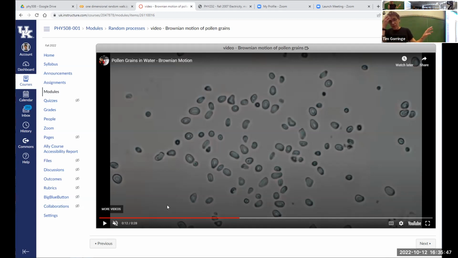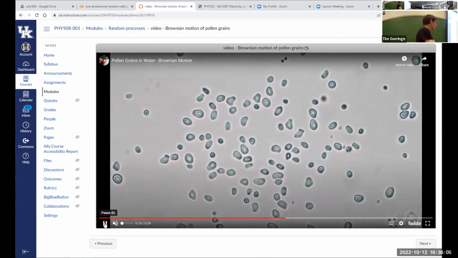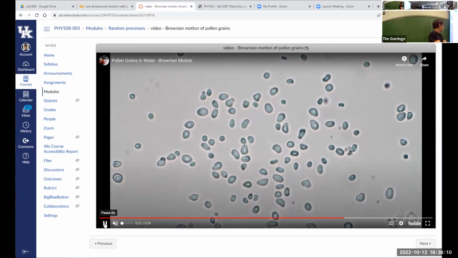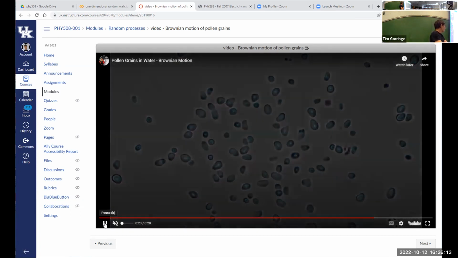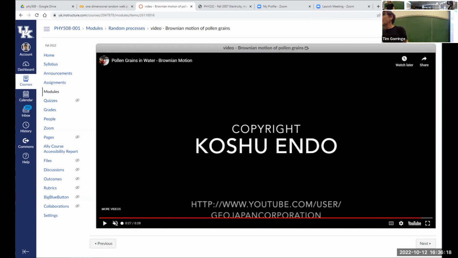And if you look at these pollen grains in a microscope, what you discover is that they move randomly. They zigzag around, they jitter about. It was a couple of hundred years ago that this was realized, that pollen grains in water actually are in motion. And it's not a very long video. This is an example of Brownian motion.